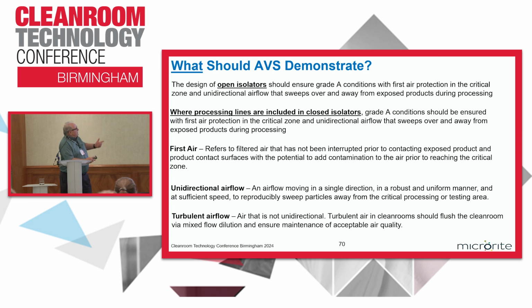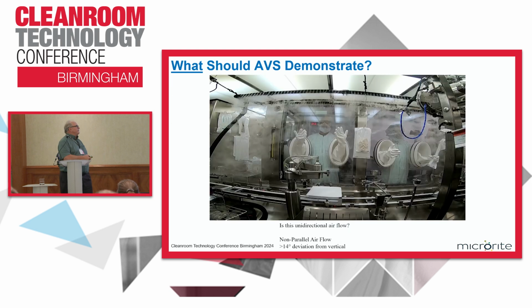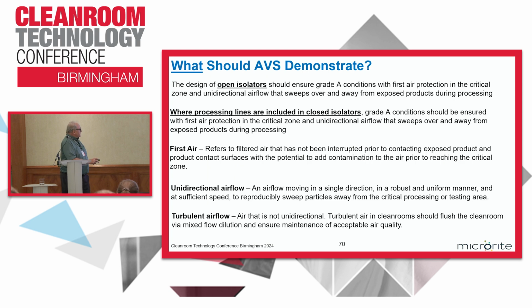Again, talking about open isolators and grade A conditions, we have to go through what is first air. First air, according to Annex 1, refers to filtered air that has not been interrupted prior to contacting exposed product and product contact surfaces with the potential to add contamination. So if you write a specification for unidirectional airflow, that was a problem for these guys. They changed their specification to say first air protection that met the requirements before they put in plastic to make the modifications. And it's important to understand, we have to look at that, what is first air?